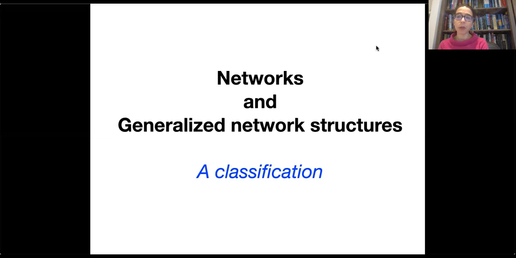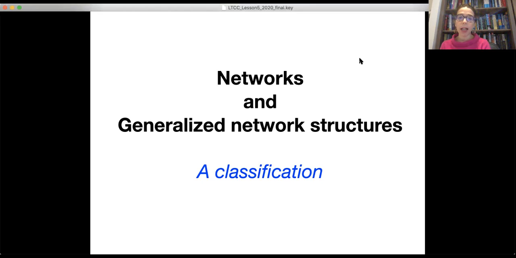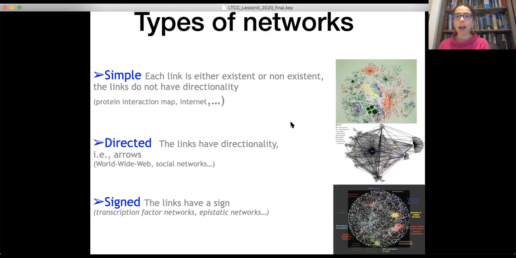So until now in this course, we have considered only simple networks. So networks in which if node i interacts with node j, also j interacts with i, so there is no direction, and in which there is no weight and there are no tadpoles. But in real situations, you might have more types of networks, including networks with direction, the directed networks, signed networks, and networks with weights.